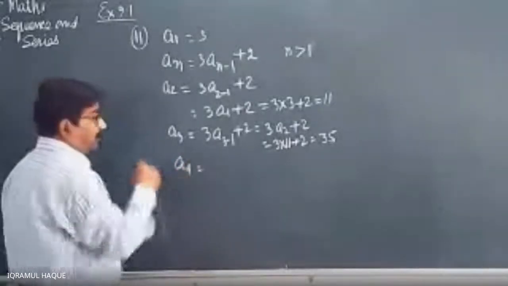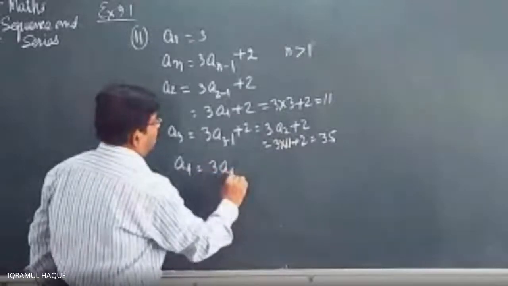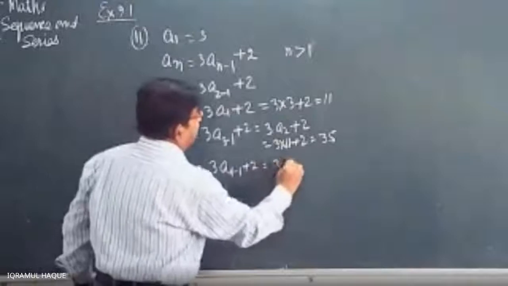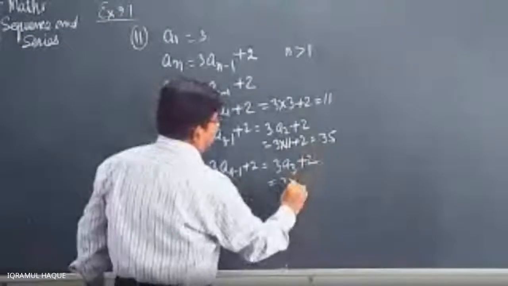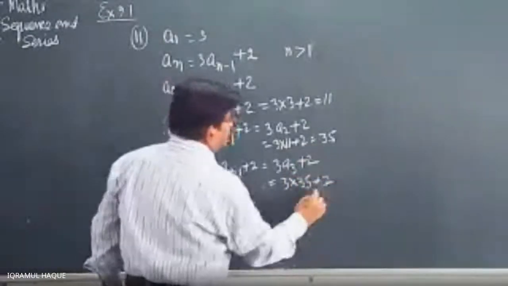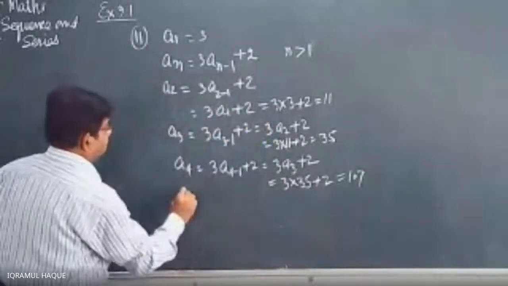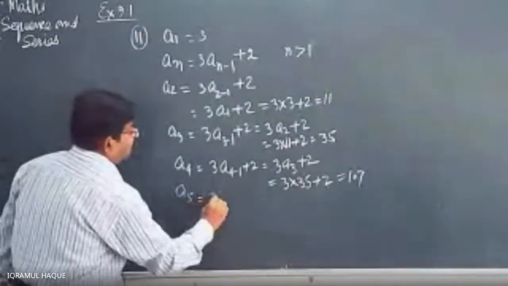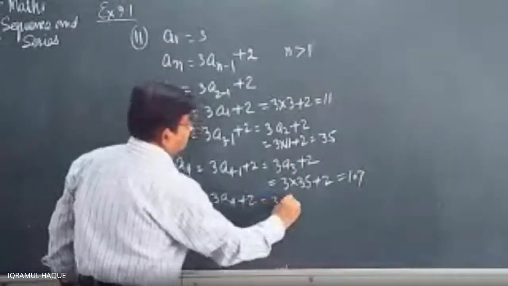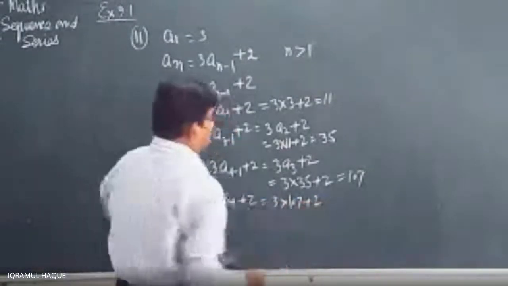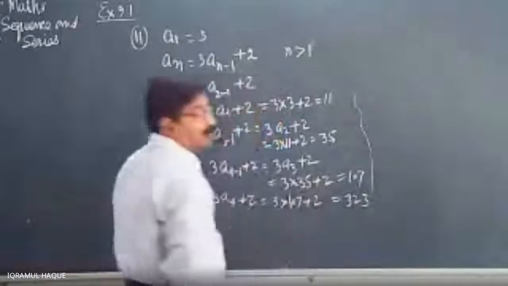A4 is 3a(4-1) plus 2. This is 3a3 plus 2. A3 is 35, so 3 into 35 is 105, plus 2 is 107. A5 is 3a4 plus 2, so 3 into 107 plus 2. This is 321 plus 2, which is 323. So it is very simple to get the answer.